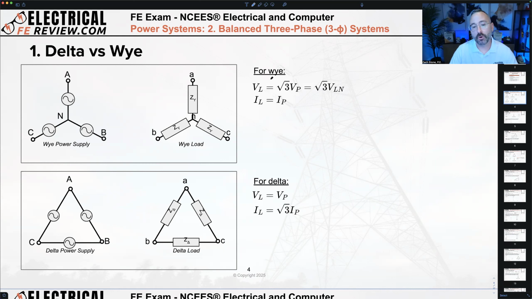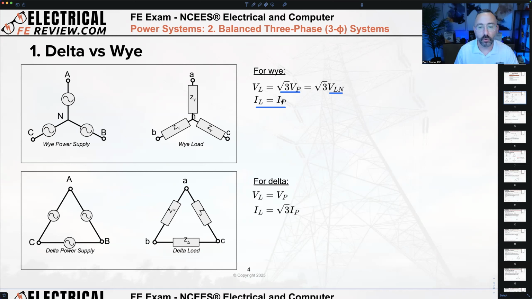Now in the reference handbook, it says for a Y connection, the line voltage equals square root 3 times the phase voltage. And we can also call the phase voltage of a Y connection the line to neutral voltage. It's the same exact thing, just a different name for it. And then we also have this interesting identity from Kirchhoff's current law that says for a Y connection, the line current is equal to the phase current.